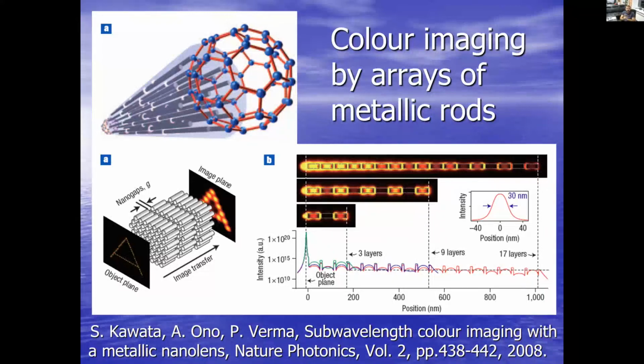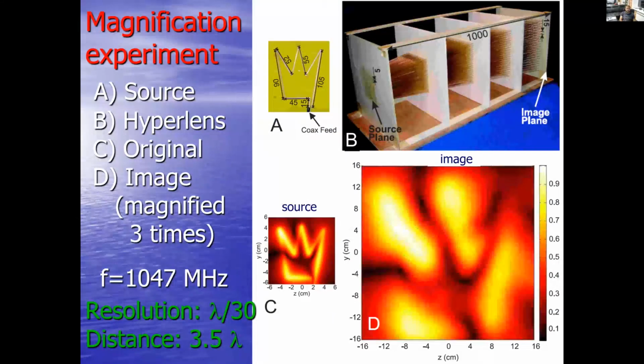Over here, it was claimed that as soon as you have incoherent sources, the image is getting better. But we have shown that actually it's not exactly so, and this lens is not really properly working. There were no experiments demonstrating that this lens is operating. It was purely numerical reasoning for this color imaging. But for microwaves, we have created our hyperlens.